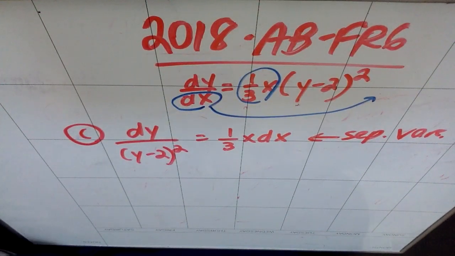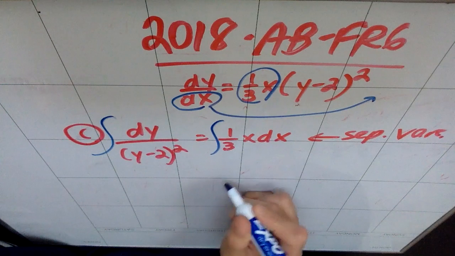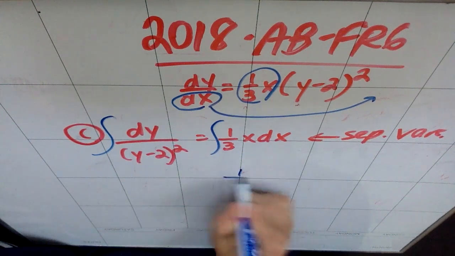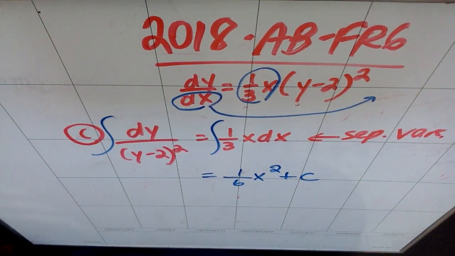Now I have to integrate both sides. I have to find the antiderivative. You don't have to show a ton of work on this. You just have to be right on it. So when I go to integrate both sides, the antiderivative for this side, I up the power by 1, divide by the new power. So I'm going to get a 1/6 x squared plus c. I'm going to put the plus c on the x side.